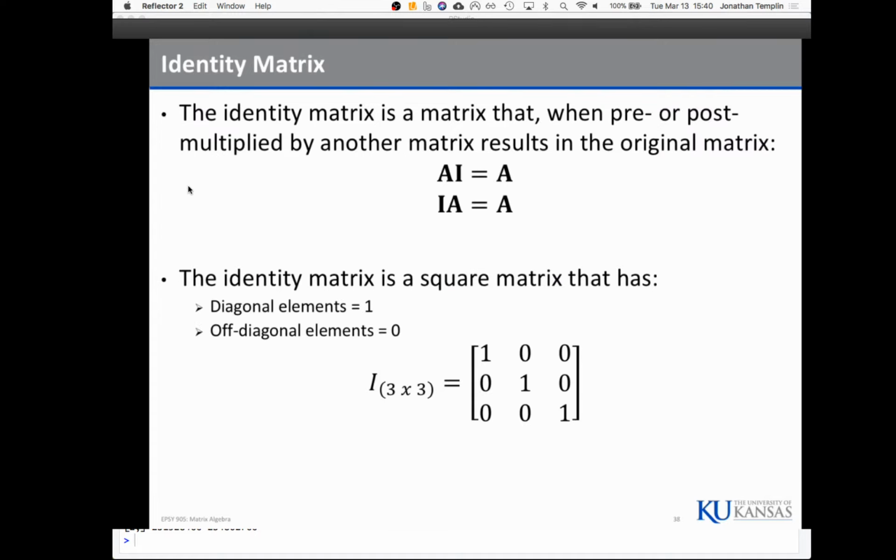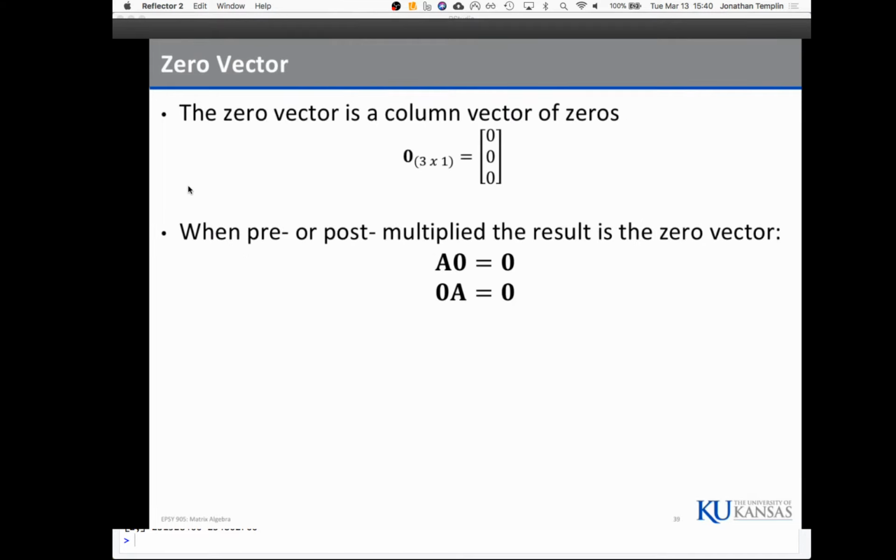Okay. Next, zero vector, as you might imagine. Vector of zeros. Not really much interesting there. If you multiply any matrix by this vector, it gives you a zero vector back. But again, the number of rows of the vector has to match up with the number of columns of the matrix to be a post-multiple, right? Or the number of columns of the vector has to match up with the number of rows to be a pre-multiple.